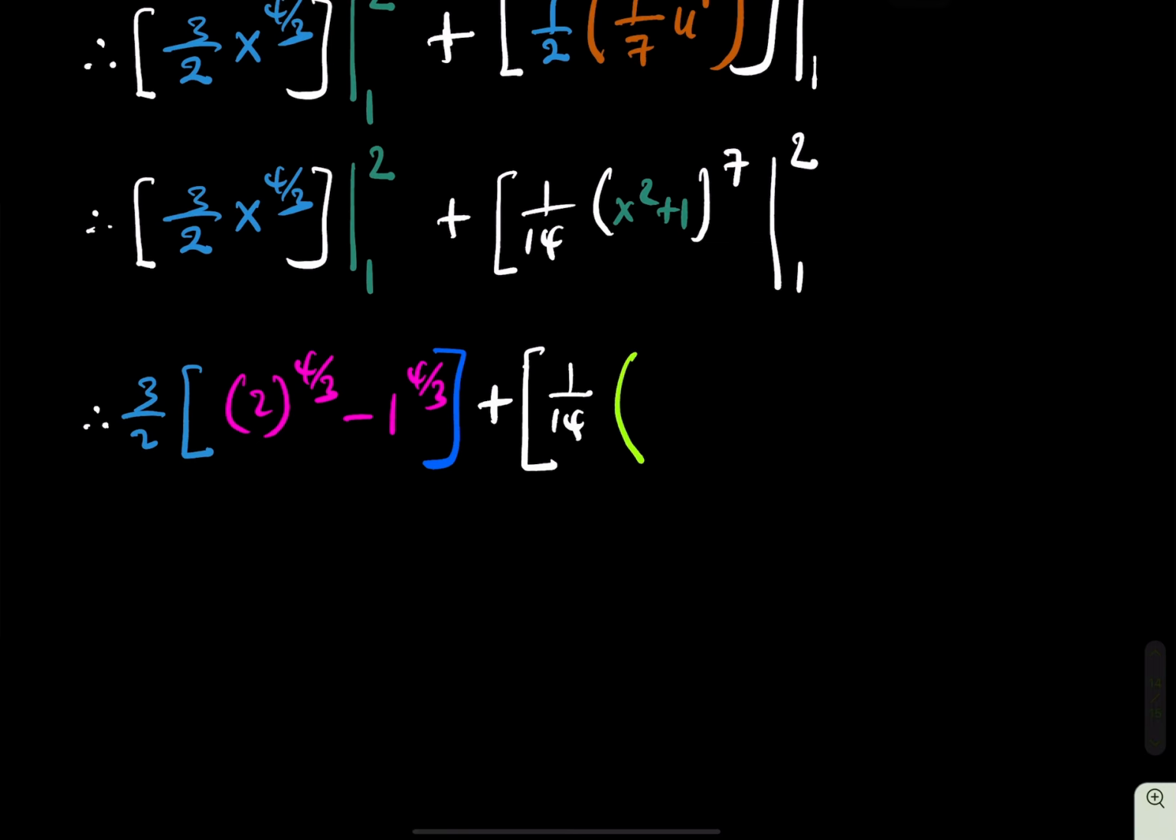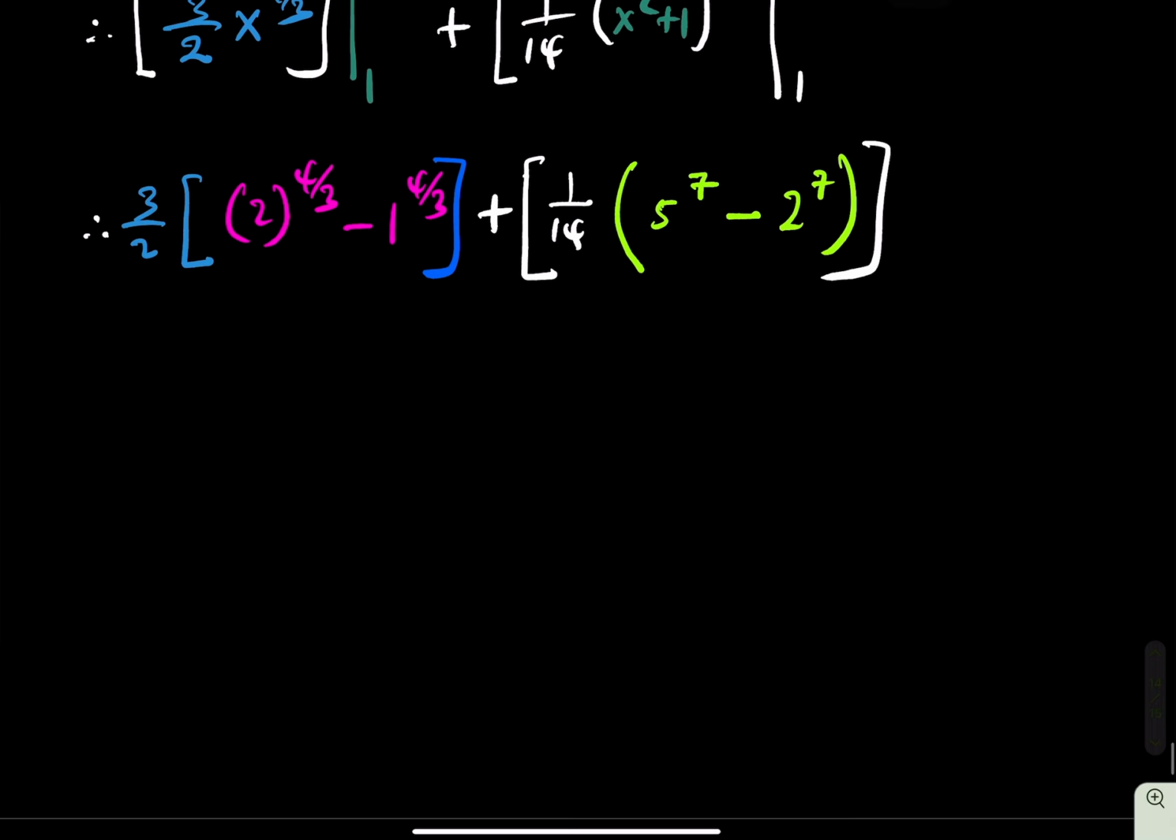1 over 14 times, you put a 2. So 2 squared is 4, plus 1 is 5. This is 5 to the power 7, minus, you put a 1 there now. It's going to be 2 to the power 7. That is 2 to the power 7. I'm trying to really simplify this.